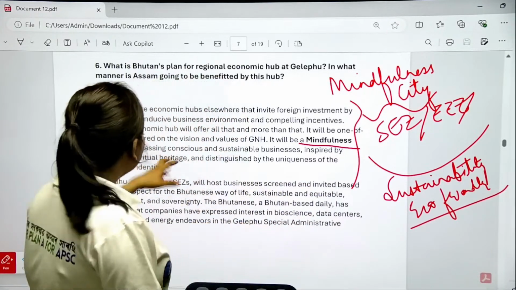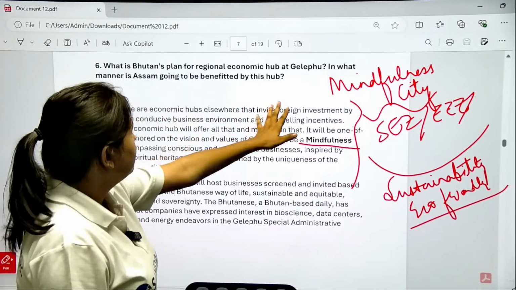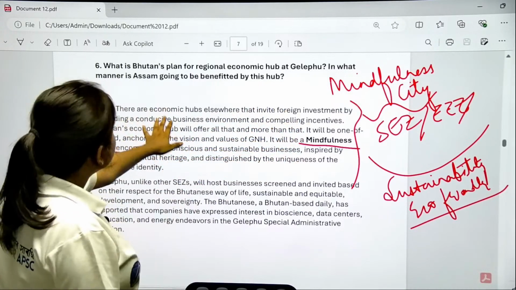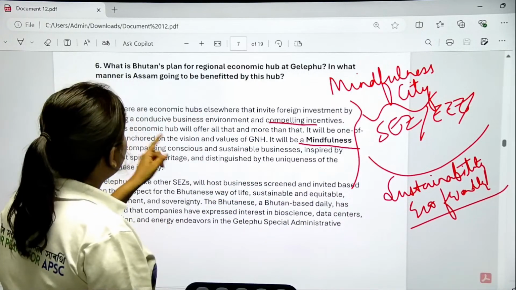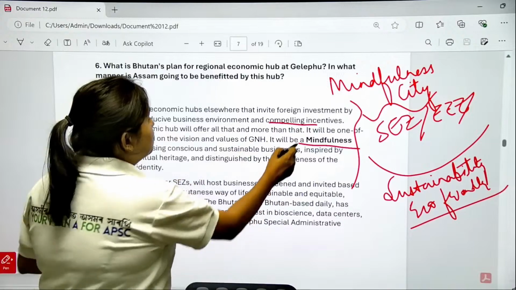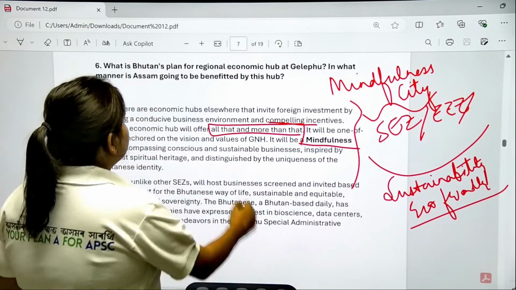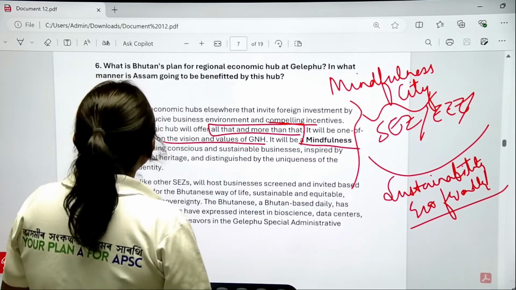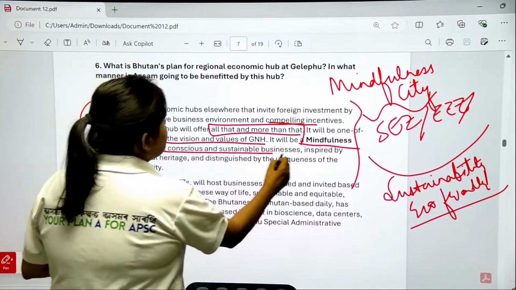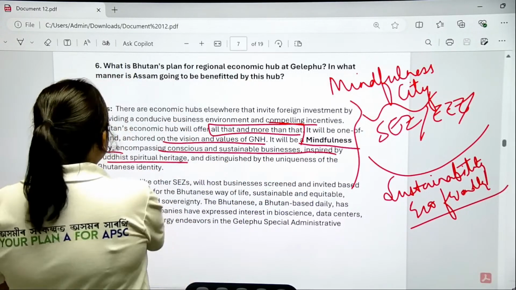What they have said is that there are economic hubs elsewhere that invite foreign investment by providing a conducive business environment and compelling incentives. Bhutan's economic hub will offer all that and more. It will be one of a kind, anchored on the vision and values of GNH, and it will be a mindfulness city encompassing conscious and sustainable businesses inspired by Buddhist spiritual heritage and distinguished by the uniqueness of the Buddhist identity.